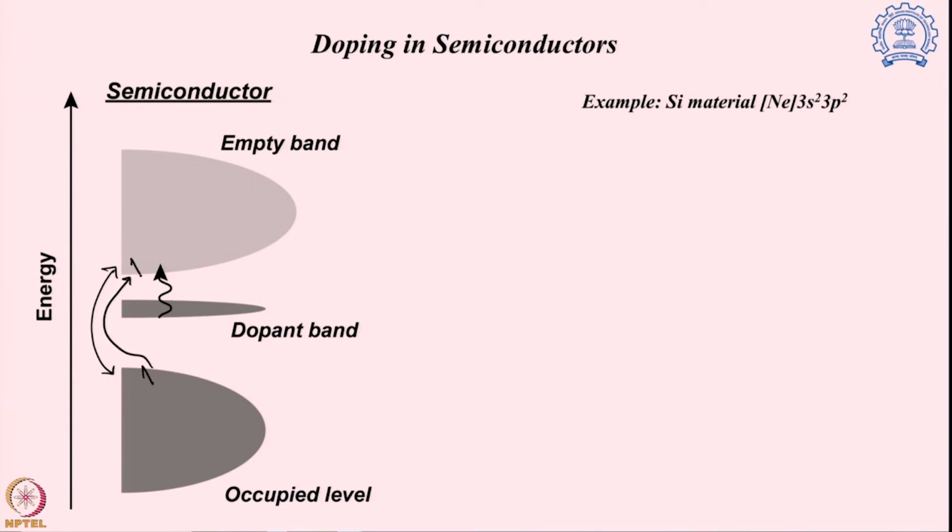However, there is another way possible. We can add some impurity to create another energy band in between, which can improve the electron movement in the system. To understand that, we take silica as a material. Silica is the basic material which creates the template, giving me this occupied and this empty band.